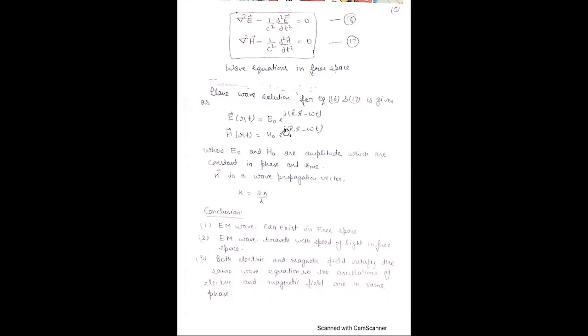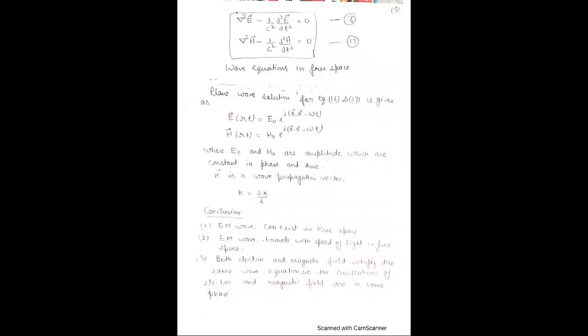Now in the conclusion of the wave equation, first is EM waves can exist in free space because यहाँ पे velocity आ रही है. Velocity आ रही है तो means electromagnetic waves exist करती है किसमें, free space में. And EM waves travel with speed of light in free space. Here the velocity is the speed of light, means electromagnetic waves travel in free space with speed of light.